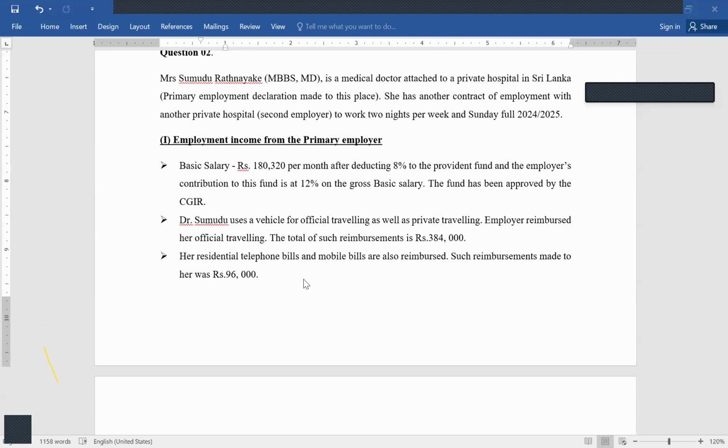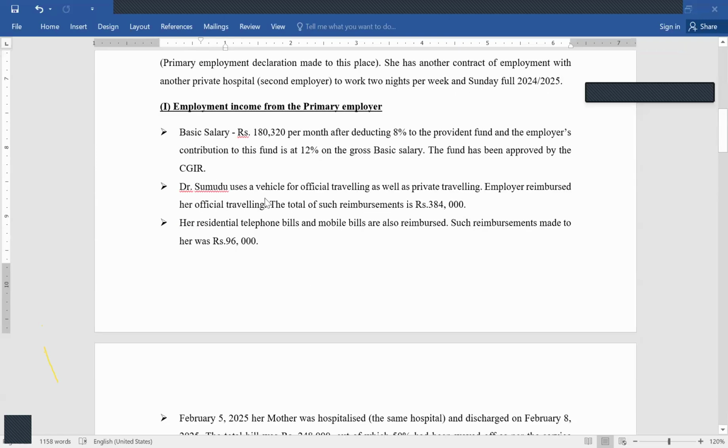The next one. Dr. Sumudu uses a vehicle for official traveling as well as private traveling. The employer reimbursed her official traveling. The total of such reimbursement is 384,000. Read this sentence carefully, then tell me whether that is liable or not.